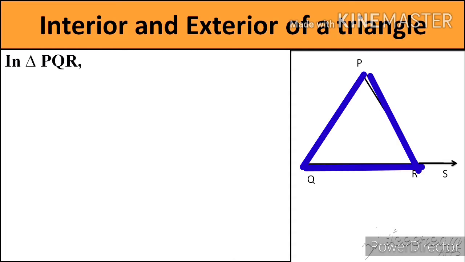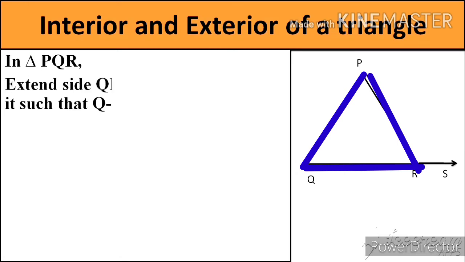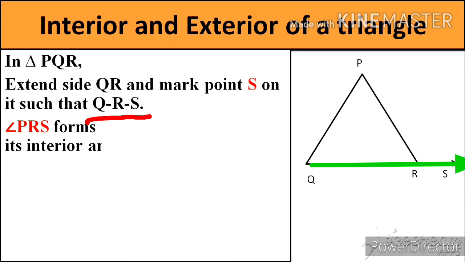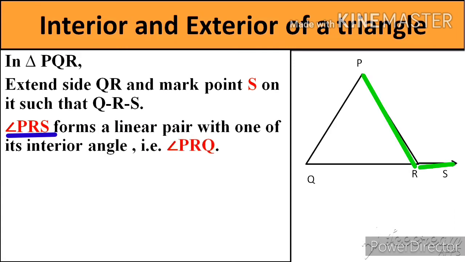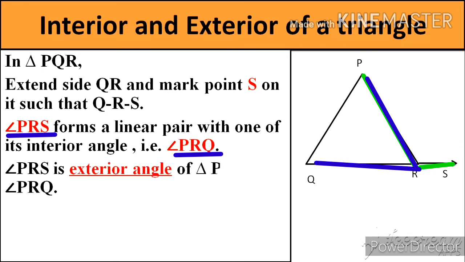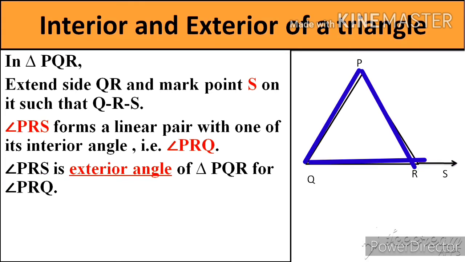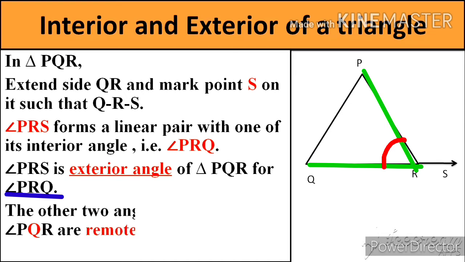In triangle PQR, extended side QR and mark point S on it such that QRS is collinear. Angle PRS forms a linear pair with one of its interior angles, that is angle PRQ. Angle PRS is the exterior angle of triangle PQR for angle PRQ.